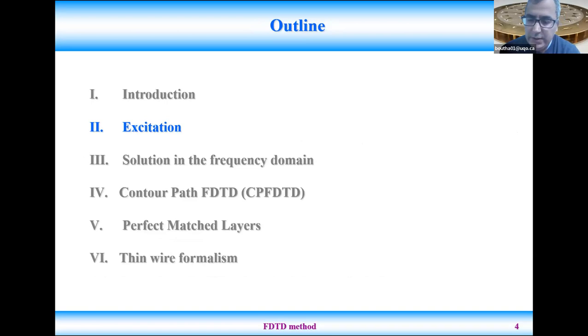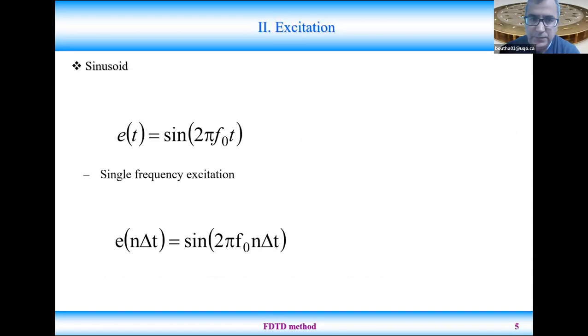Now I will talk about excitation. There are different types of excitation. We can use a sinusoid, like this, E of t is equal to sin(2πf0t), and f0 is a frequency that we can choose. With this kind of excitation, we're going to excite just one frequency.